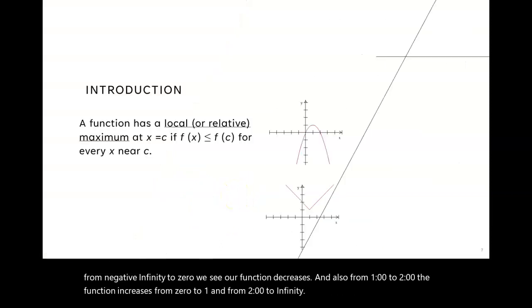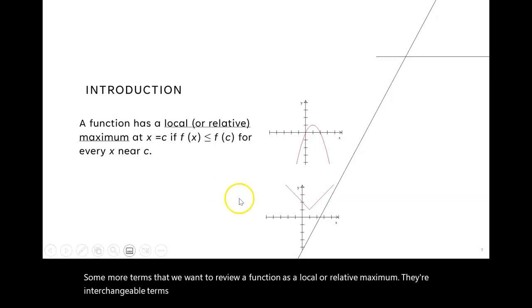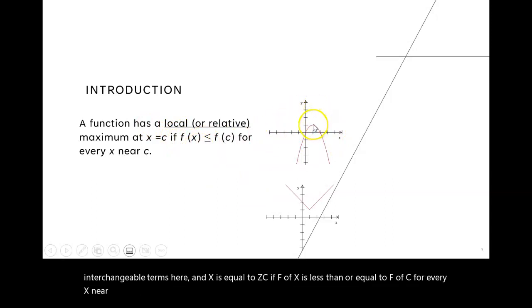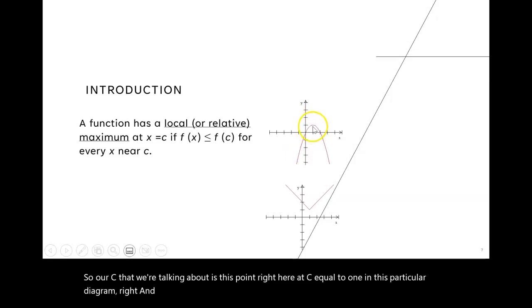All right, some more terms that we want to review. A function has a local or relative maximum. They're interchangeable terms here. A function has a local maximum at x equal to c if f of x is less than or equal to f of c for every x near c. So our c that we're talking about is this point right here at c equal to 1 in this particular diagram. And we call this a relative maximum because it's higher than all of the other points that are around it.